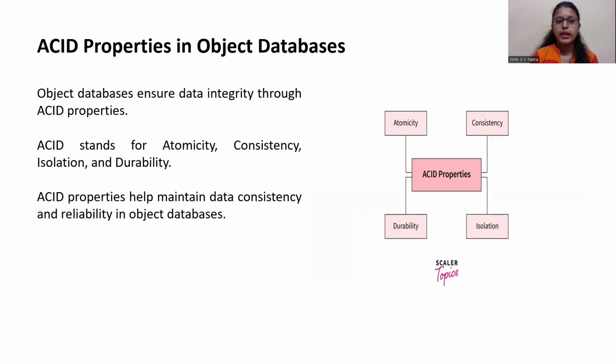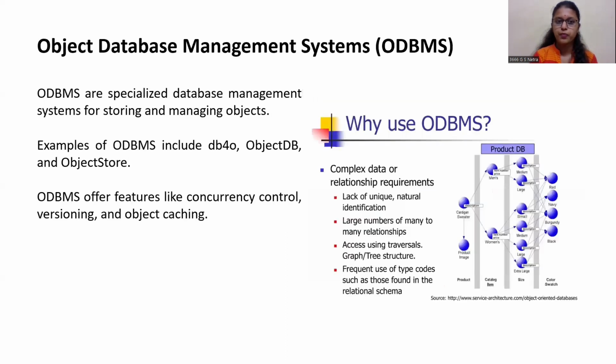Next, ACID properties in object databases. Object databases ensure data integrity through ACID properties. ACID stands for atomicity, consistency, isolation, and durability. ACID properties help maintain data consistency and reliability in object databases.